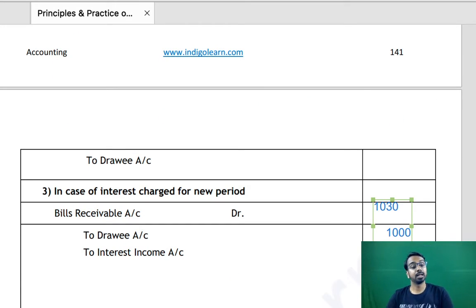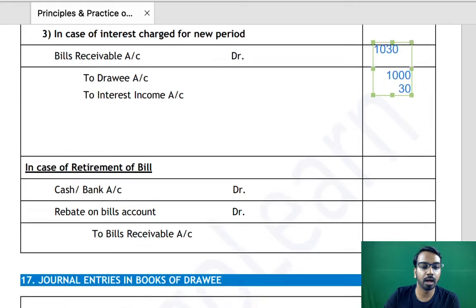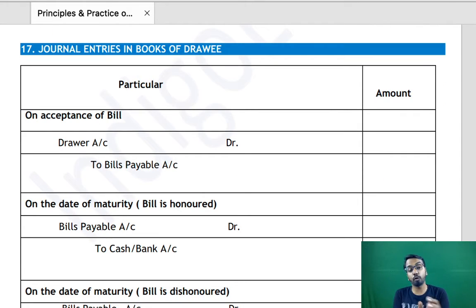Now, how will the drawee pass entries in their books? So far we are talking about the drawer. Drawee will pass exactly the opposite entries as we see in the books of the drawer. For the drawer it is a bills receivable, for the drawee it is a bills payable. For the drawer the bills receivable is an asset, so you debit bills receivable, credit the debtor. For the drawee bills payable is a liability. The drawer is also a liability. So the drawer is nothing but your seller from the point of view of the drawee.